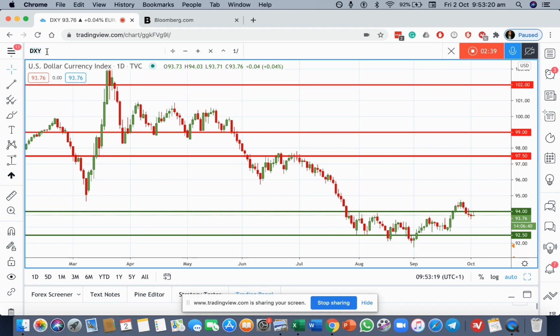We do have US jobs data also coming out today at around 1:30 p.m., which will be closely watched by the market to see how quickly the US labor market is recovering. And that's a key driver for the US economy. So that's important for us to watch also in the market.